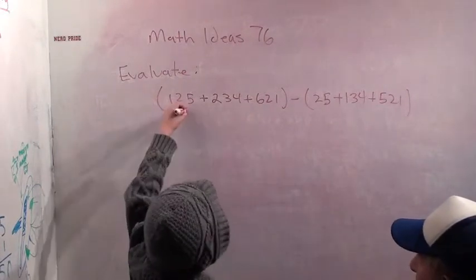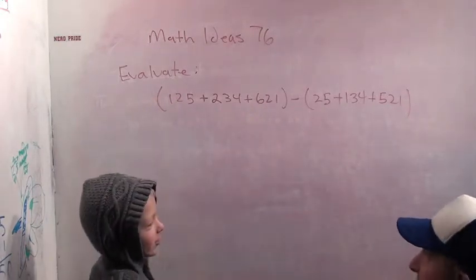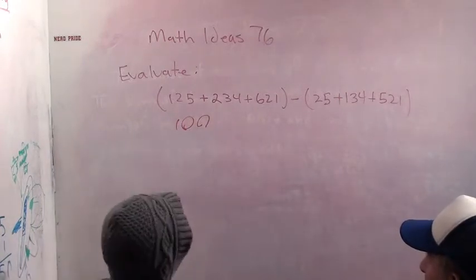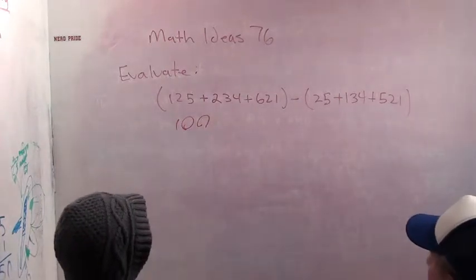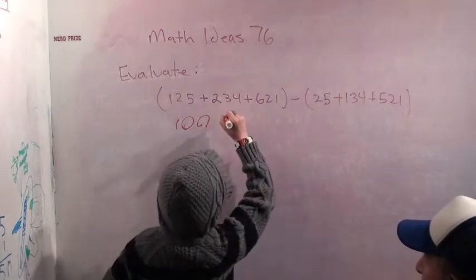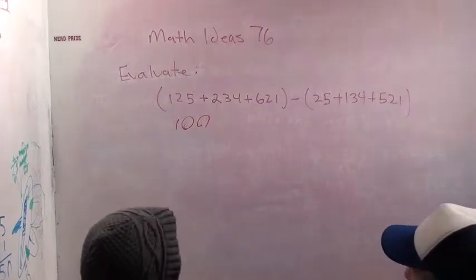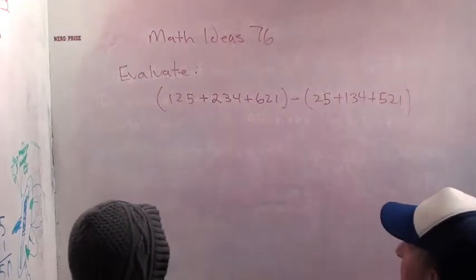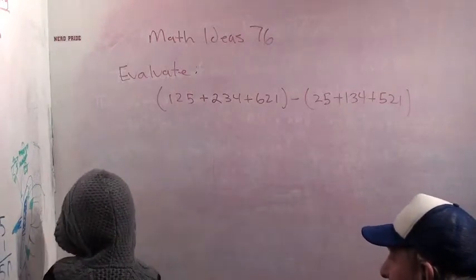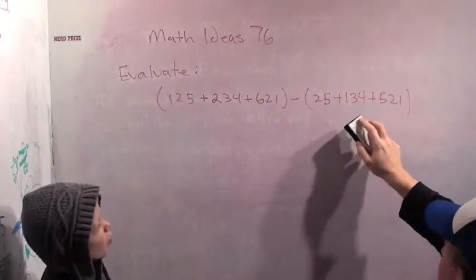Well, 125 minus 25 equals 100. 234 minus 134 equals 100. Don't go too fast. Let's talk about what we're doing first. Instead, we can use something called the distributive property. We're going to apply the minus sign to everything inside this parentheses.